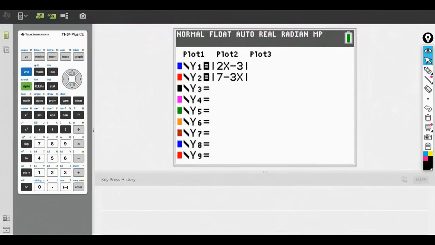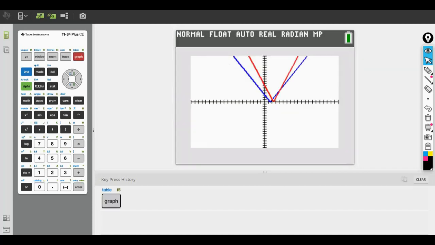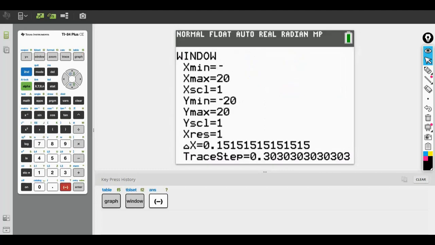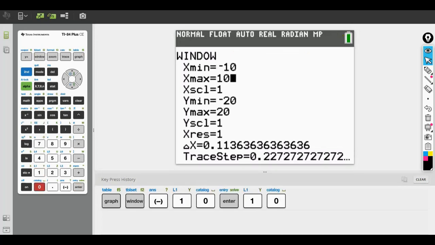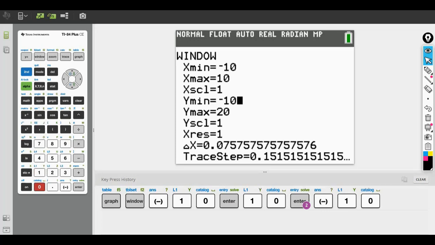Okay, so here we are back with the graphing calculator. And notice that I have plugged in absolute value of 2x minus 3 and absolute value of 7 minus 3x. On this occasion, I'm going to graph both sides of the equality, and then I'm going to find the intersects. So let's hit graph. Here are the two equations. Notice that we have two different intersects. I'm going to change the window just to zoom in a little bit. And instead of minus 20, I'm going to have minus 10 and 10, both for x and y, just to have a clear picture of the situation.